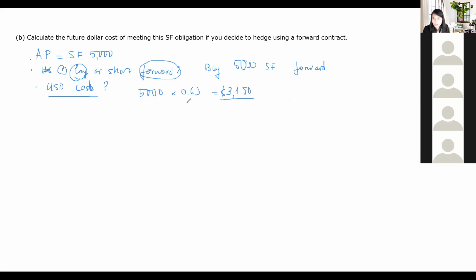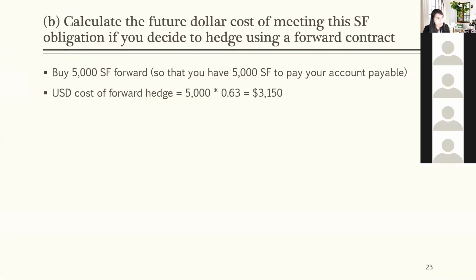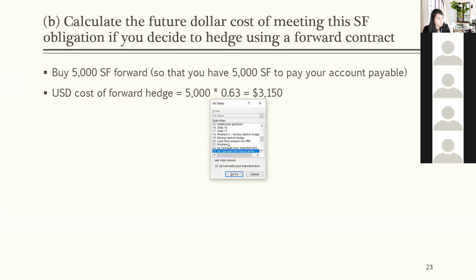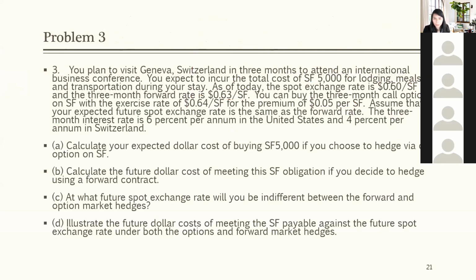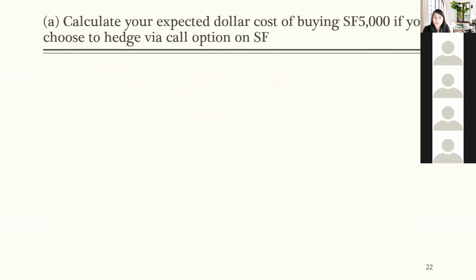Spot on, guys. Now let me move back to question A. Here's my slides. Okay. So in question A, you need to compute your expected dollar cost of buying the franc if you choose to hedge via a call option. Okay.